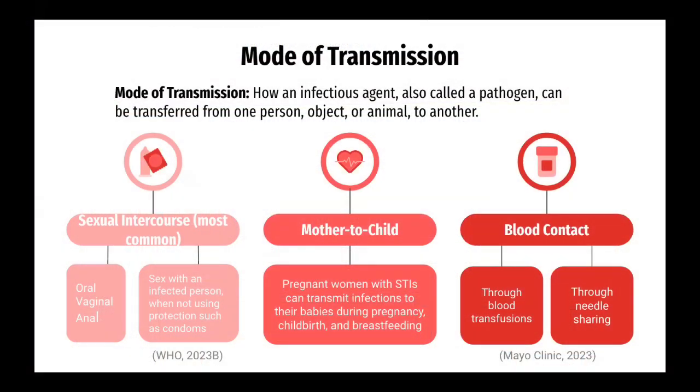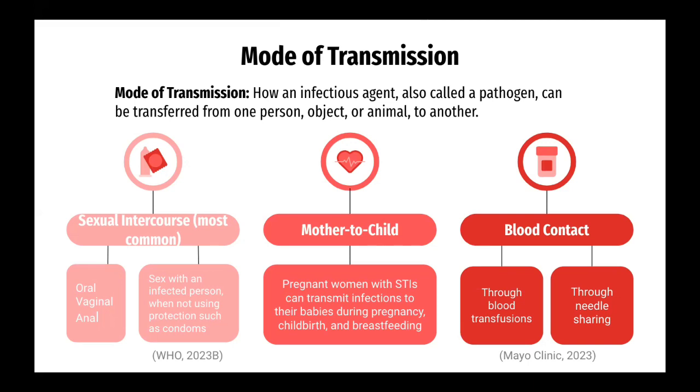Sexually transmitted infections are diseases caused by infection with certain bacteria, viruses, or other microorganisms. There are 3 different modes of transmissions for STIs, including sexual intercourse, mother to child, and blood contact. STIs are spread more frequently through oral, vaginal, and anal intercourse. When individuals do not use protection, such as a condom, they are at a greater risk for acquiring an STI through an infected individual's semen, vaginal fluid, or other bodily fluids.